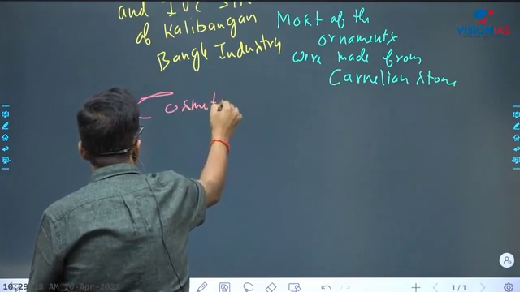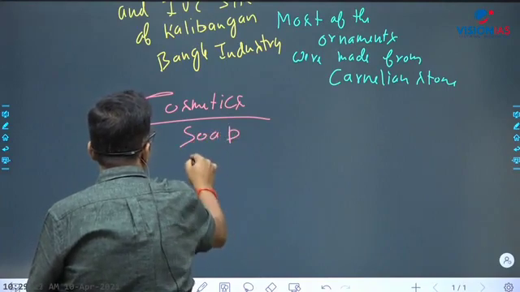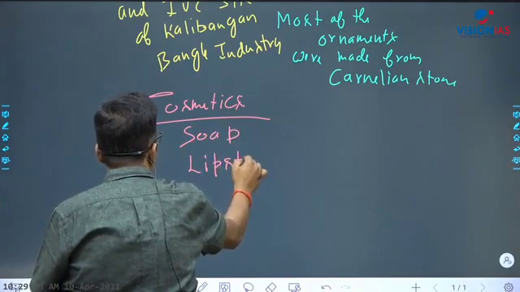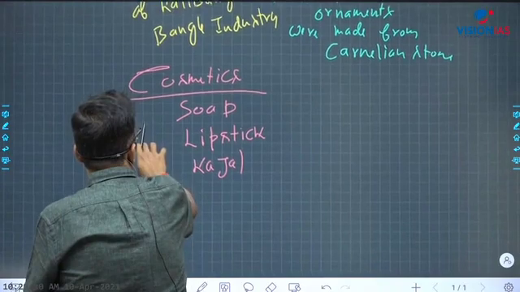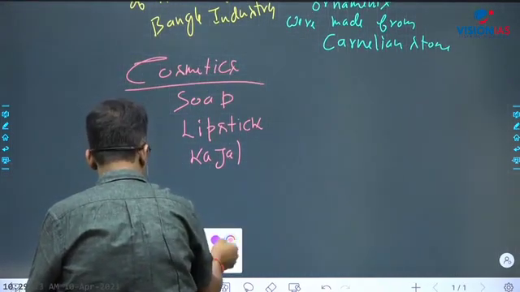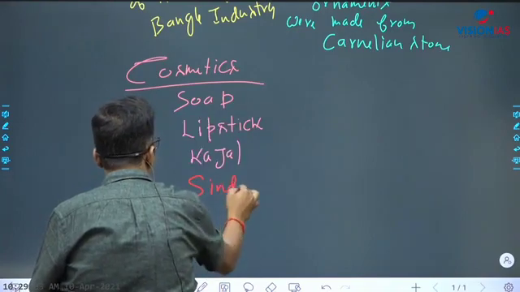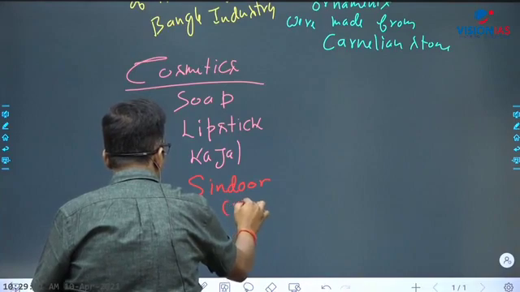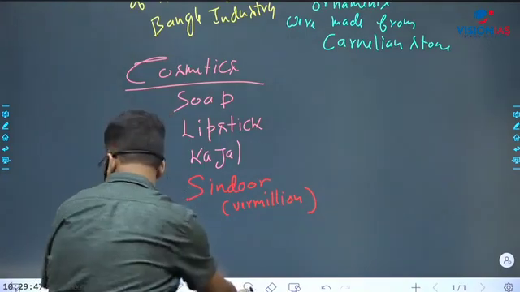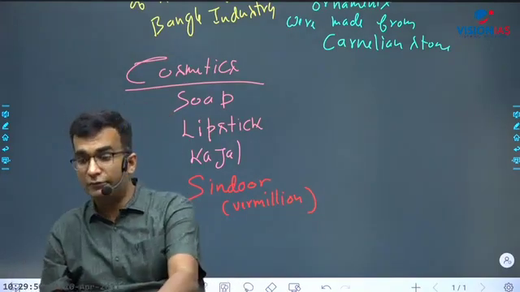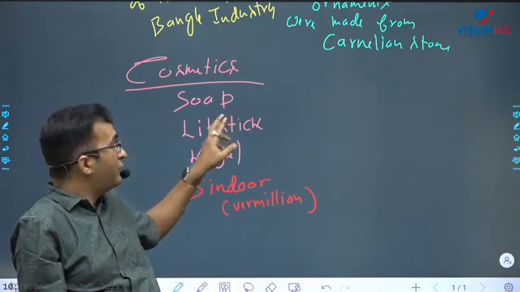soap, lipstick, kajal, and the one with which I started yesterday's class, sindoor, vermilion. So all these kinds of cosmetics were known to the Indus Valley people. They were using them. They were aware of soap. They were using soap.